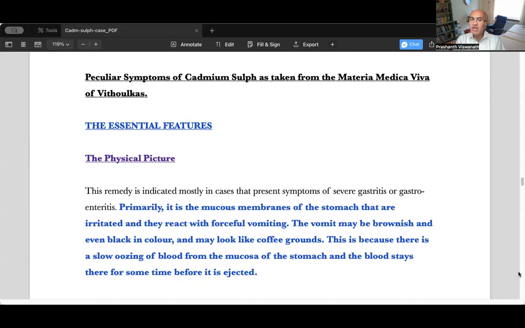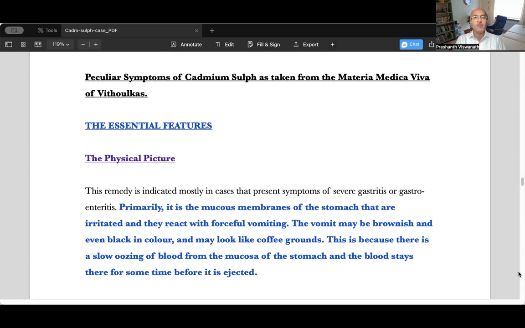You see, now very quickly, I will just go through the essential aspects of cadmium sulf as presented by Vithoulkas. This is present in the Materia Medica Viva. Okay. This is volume 6 of the Materia Medica Viva. I am sure everybody can see it. Okay. It covers the remedies from Cactus grandiflorus to Calcarea sulfurica. Okay. So it's a very beloved acquisition, these books for me.